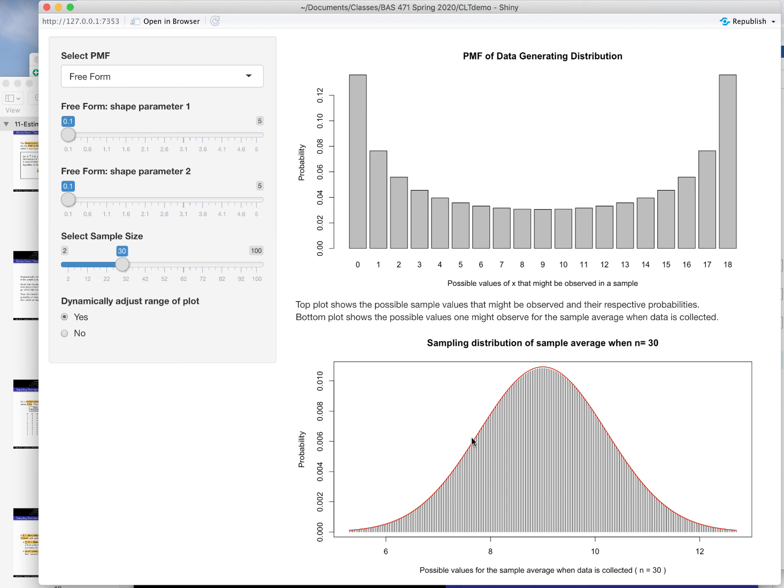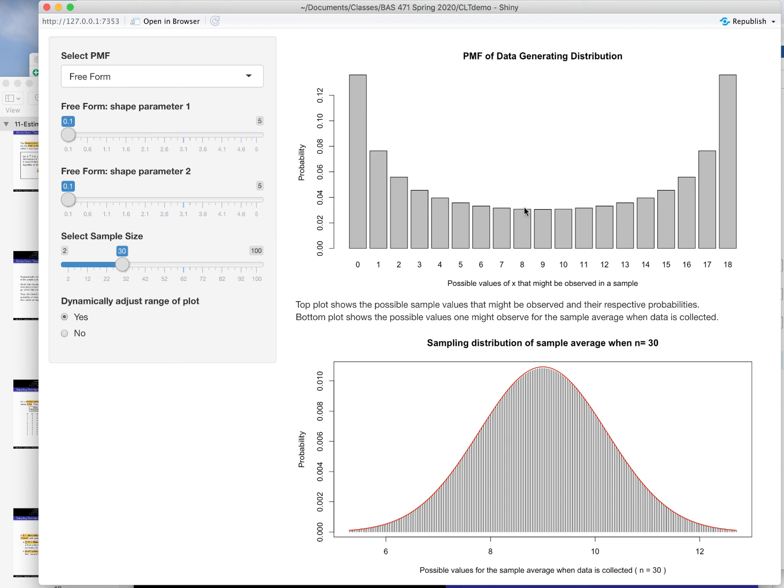And so this is really what the power is behind that central limit theorem. The central limit theorem is essentially saying that regardless of what PMF I'm dealing with, regardless of what distribution is actually generating my data values, I can predict fairly well what the possible values for the sample average that I might see when I go and collect data. It has a very predictable distribution, and it's tied in very strongly to what the average value is of that data generating distribution and its standard deviation.